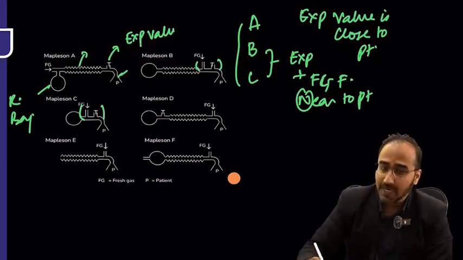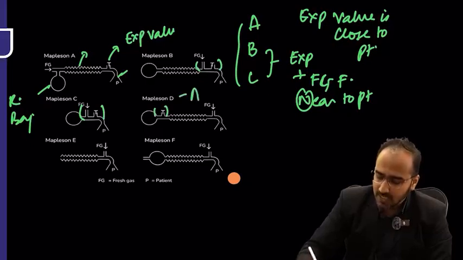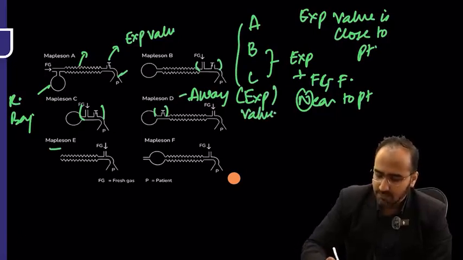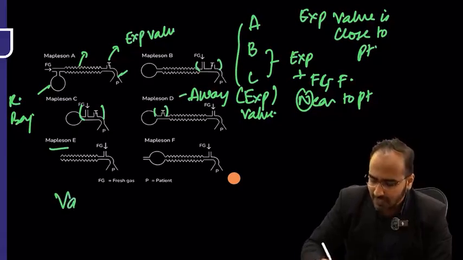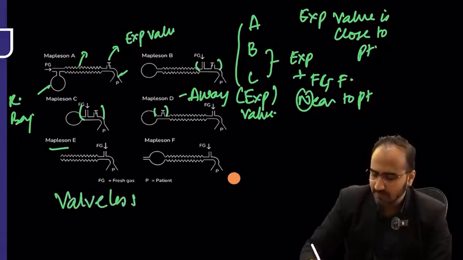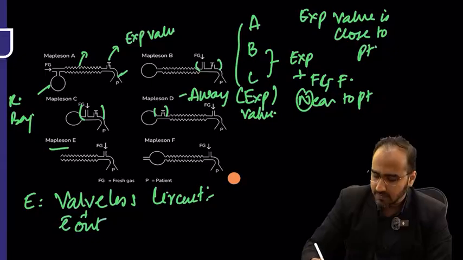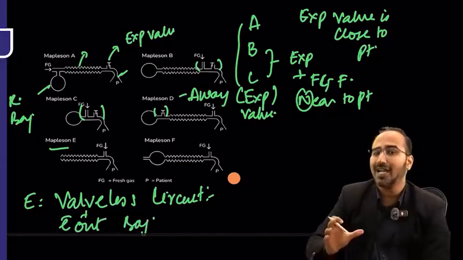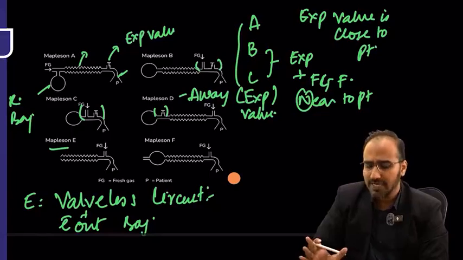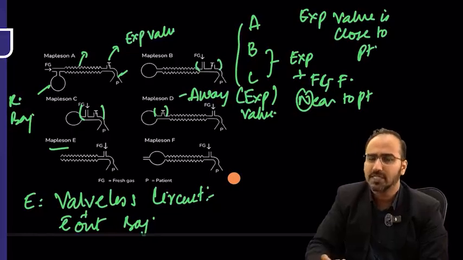Okay? Now, expiratory valve away from the patient is D. Whereas Mapleson E and F are valveless circuits. Right? Mapleson E is valveless as well as bagless, that is, without a bag also. Just to identify the diagrams, I have written this, guys. So just to identify the diagrams, the expiratory valve is close. We have discussed A, B, and C.